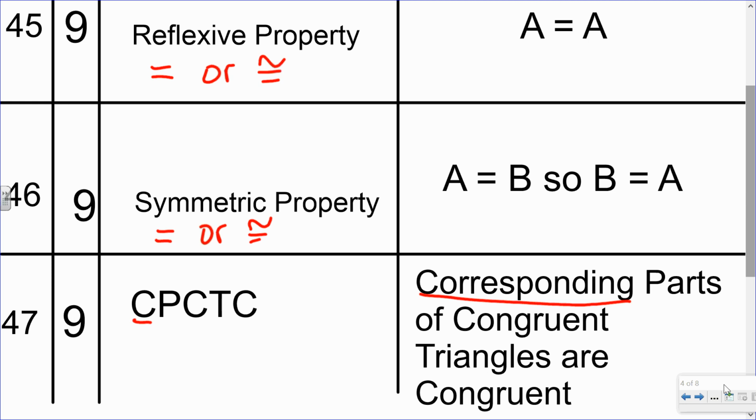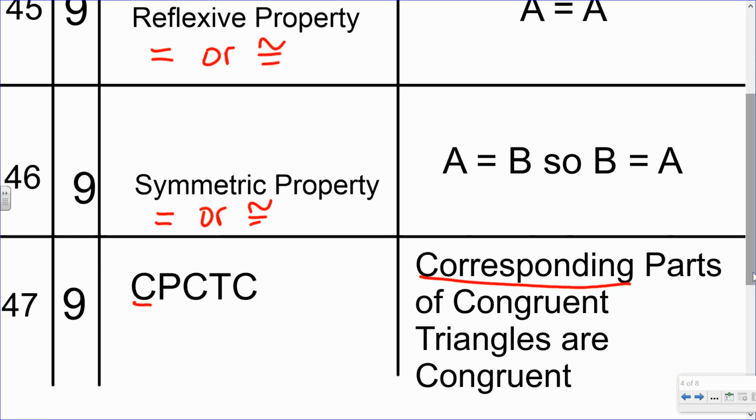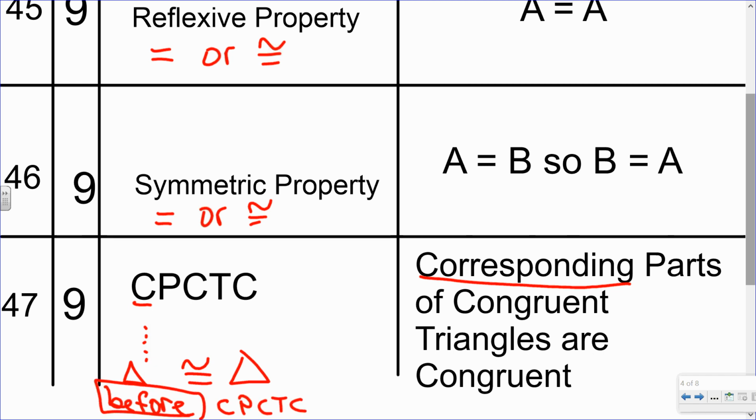If you are going to use CPCTC in your proof, you must go through your proof and you must have one line that says congruent triangles before you can use CPCTC. You must say that the triangles are congruent because you have to have corresponding parts of congruent triangles. So if you don't have congruent triangles, you can't talk about the corresponding parts being congruent. So you must have that as a line in your proof before CPCTC. Okay.